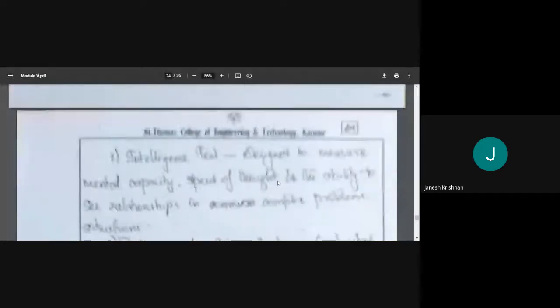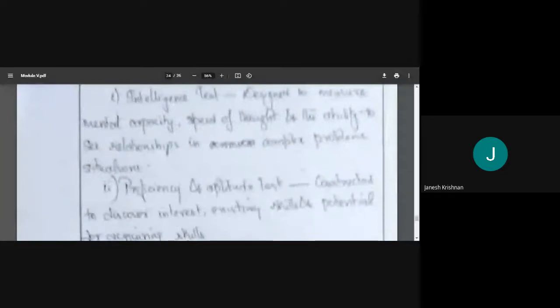The first one is the intelligence test. It is designed in such a manner that your mental capabilities are analyzed: data about your mental capacity, your speed of thought, and your ability to see relationships in complex situations. These are the things measured in an intelligence test.